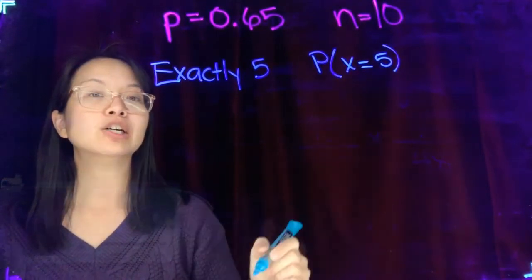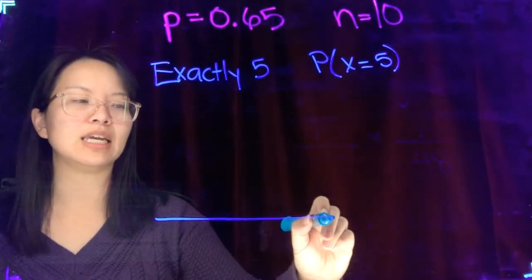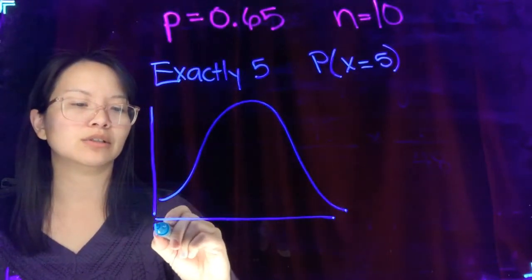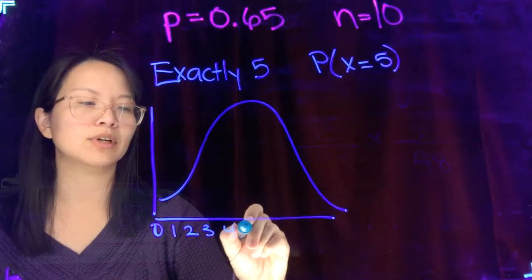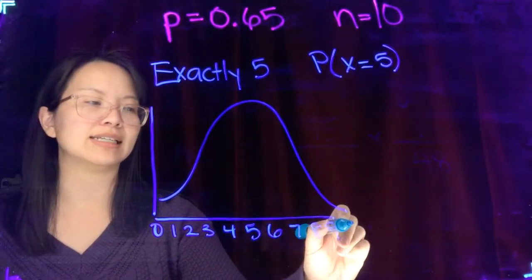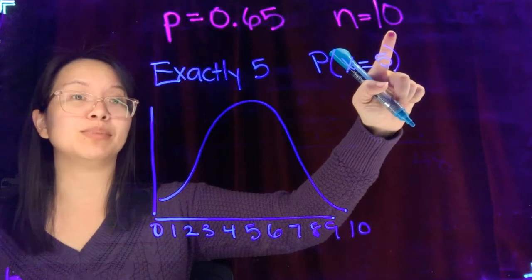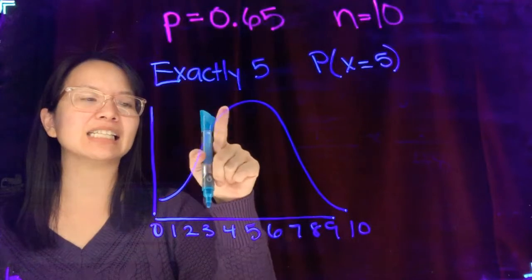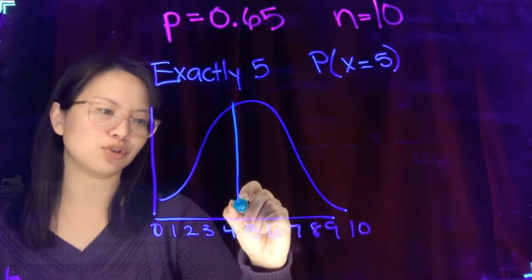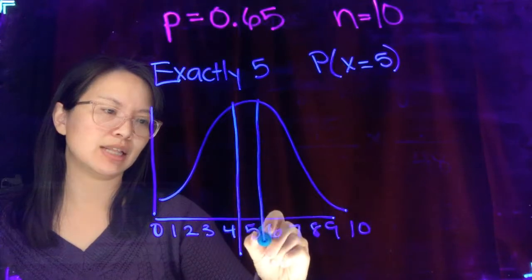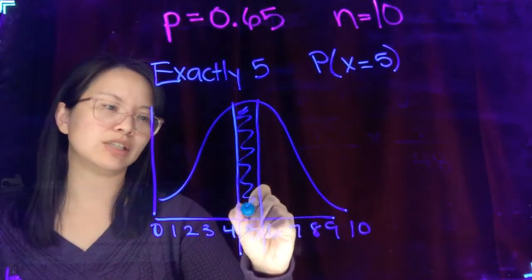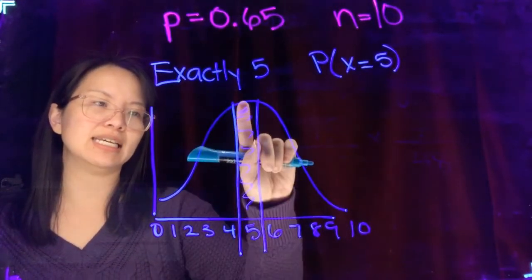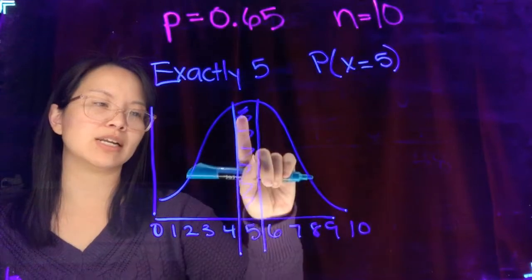to 5. I'll draw the binomial curve just so we can get a visual of what this will look like. So 0, 1, 2, 3, 4, 5, 6, 7, 8, 9, 10. And I stop at 10 because we're doing a sample of 10, right? So in our binomial curve here, if I want to know exactly 5, that means I'm interested in just this part of the curve. You can see I've captured the 5 right there, and I'm only interested in this shaded area, or this probability right here.